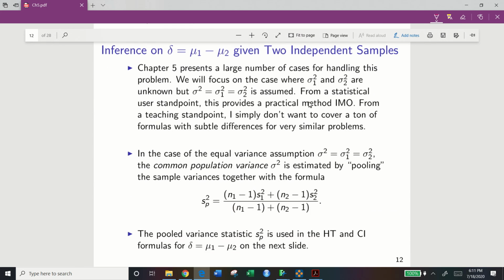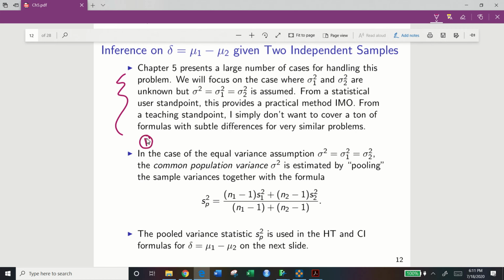Okay, now going to these various situations for two independent samples. I'm going to read this lovely little paragraph and then we'll talk about it a little more. So chapter 5 presents a large number of cases for handling this problem. We are going to focus on the case where sigma 1 squared and sigma 2 squared are unknown but are assumed to be equal.